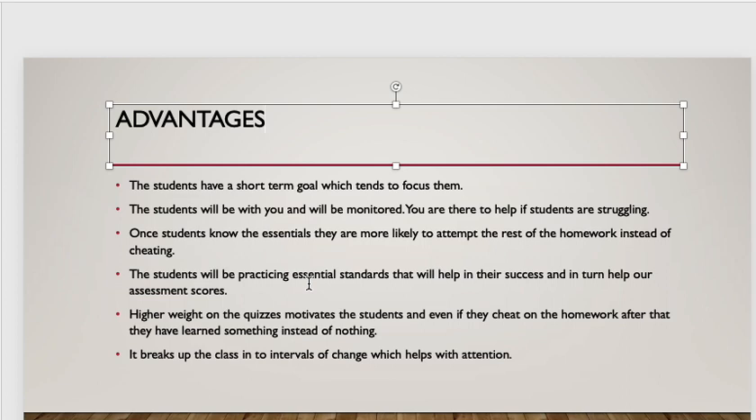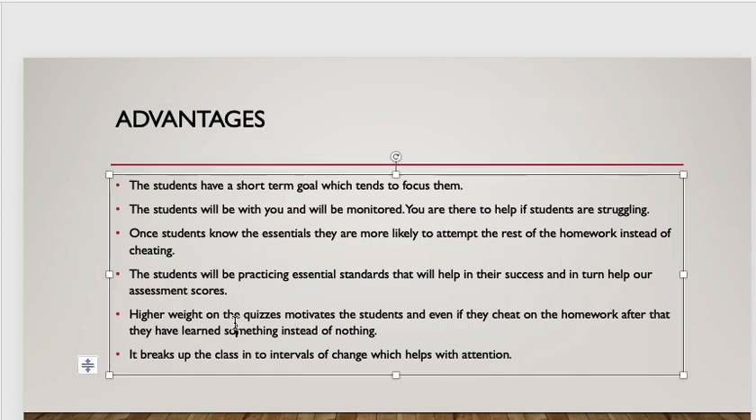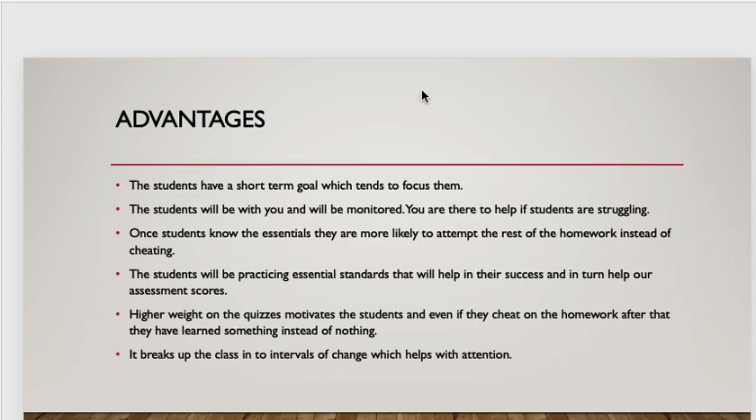It's a valuable time slot to get that done. The higher weight on the quizzes motivates the students, and even if they cheat on the homework after that, they've at least learned something instead of nothing. So it does give us that benefit where we're basically going to be able to show over a semester period, if we do one a week, that's going to be 18 essential standards, 18 essential things that we are like, yes, you need to know this, and yes, we're giving you time to do it, and yes, we're focusing on that. Okay?